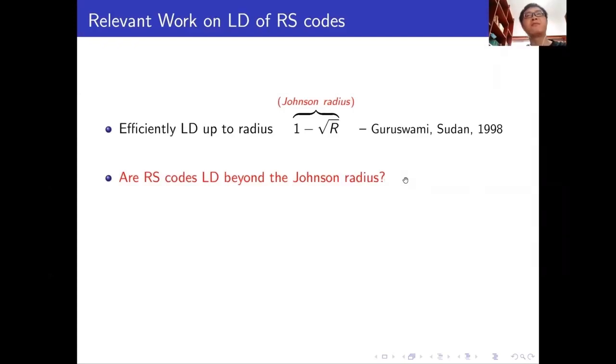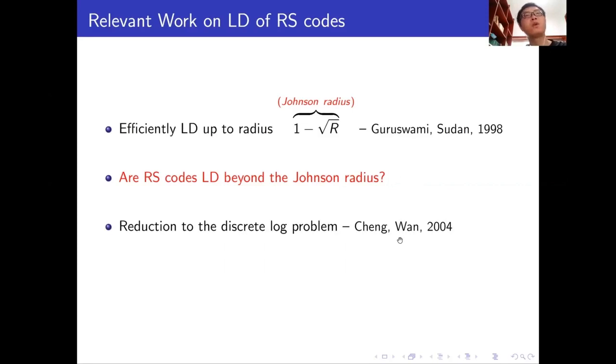However, after 10 years of the work of Guruswami and Sudan, there are two results which indicated that RS codes may not be list decoded beyond this radius. The first result is due to Cheng and Wan, who showed that one can reduce the problem of list decoding RS codes to the discrete log problem, which is a hard problem in cryptography. And then they show that if one can efficiently list decode the Reed-Solomon code to some radius, then one can also solve the discrete log problem efficiently.